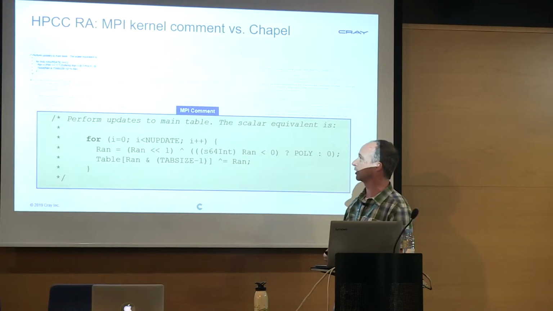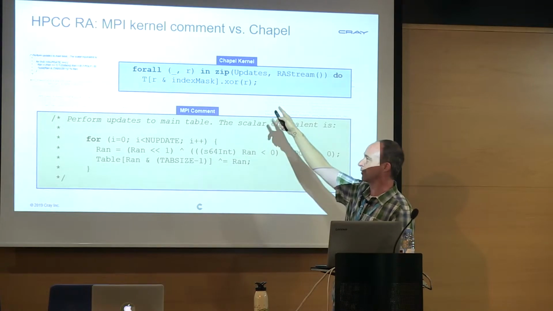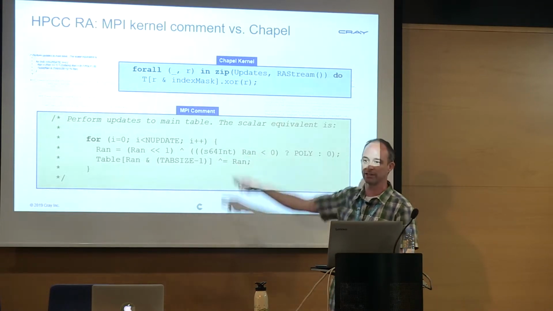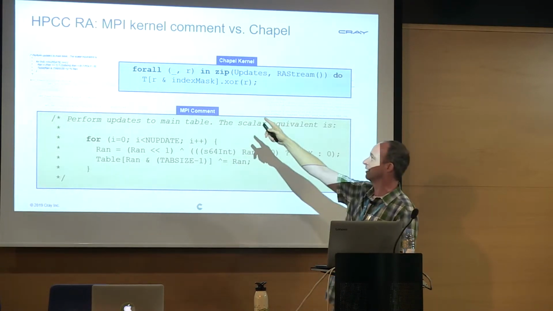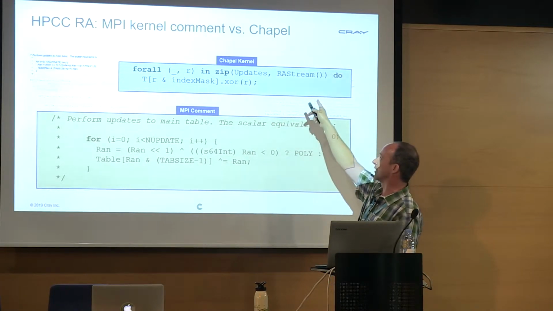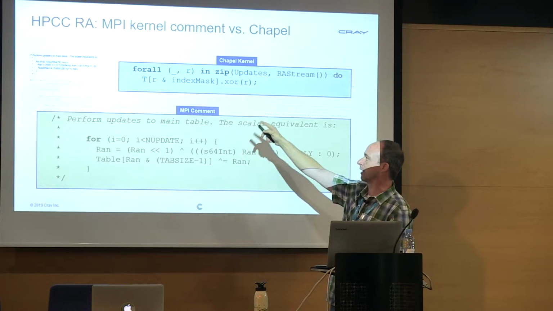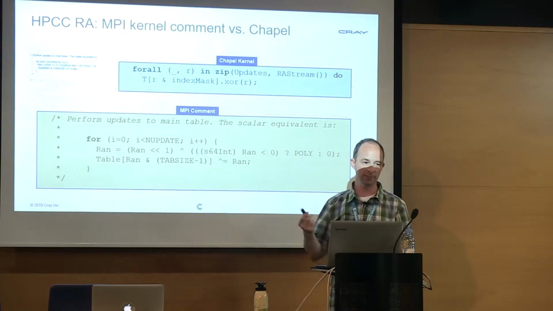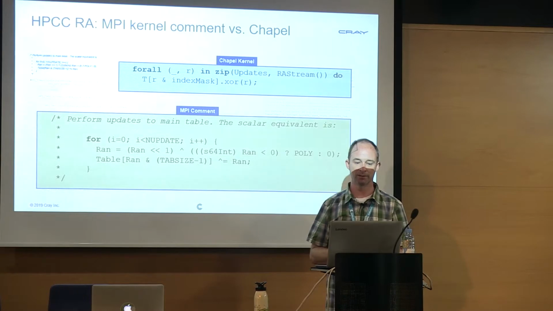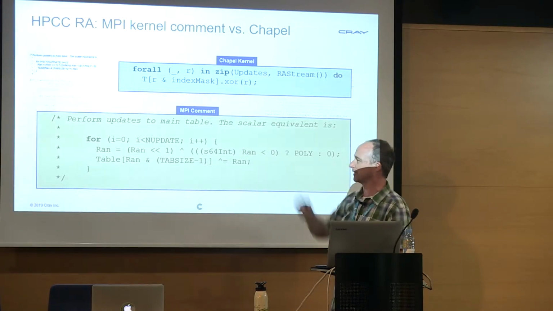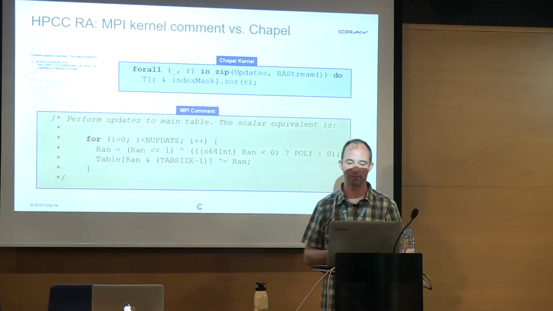And then if we look at the Chapel kernel for this computation, the computation itself in Chapel is about the same size as that comment. We're basically saying, for all of the updates we need to do and the random values that we're generating, index into the table based on the random value and XOR the value in. And that's pretty much the whole computation in Chapel. So, again, about as succinct as the comment for the MPI code.